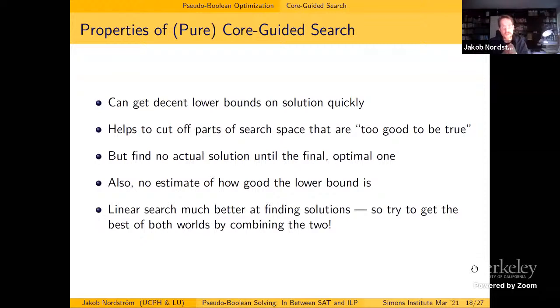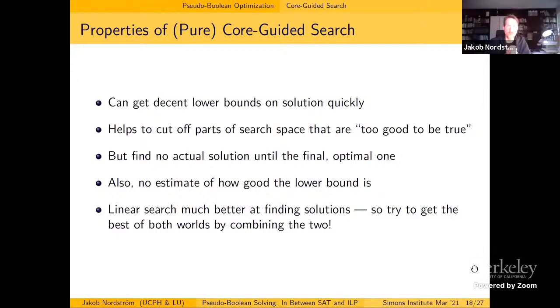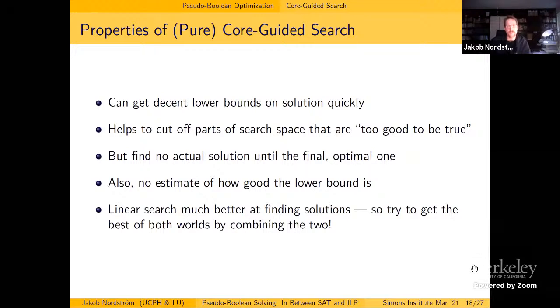So this means that I work with lower bounds, and it turns out that it can be helpful to get good lower bounds because this helps to cut off the search space. It cuts off places where there's no reason to go. The downside is obviously that you don't find a solution until you have the optimal solution. And for that reason, you don't know how good your lower bound is.